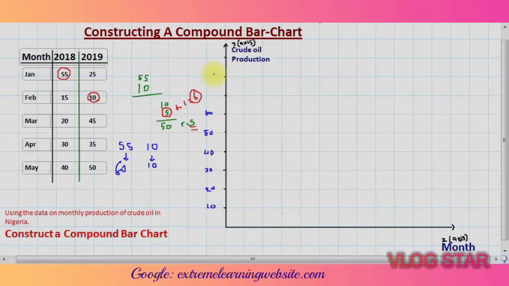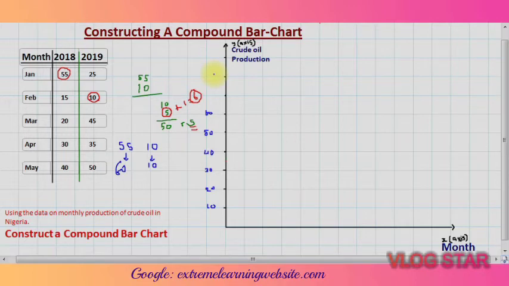So I'm using 1 centimeter to represent 10 units on the y-axis, and the y-axis is the axis that contains the crude oil production. Now what about the x-axis? Now we're back to the x-axis. The x-axis is the easiest axis for you to place your values in.